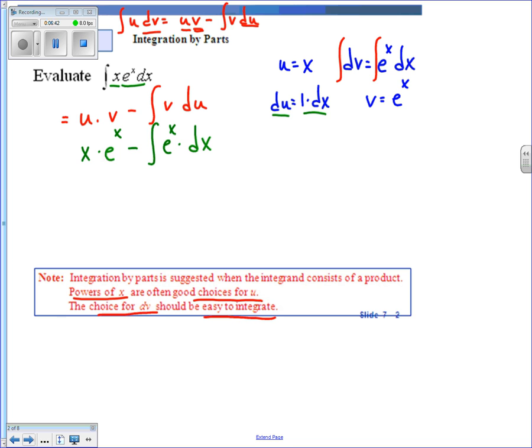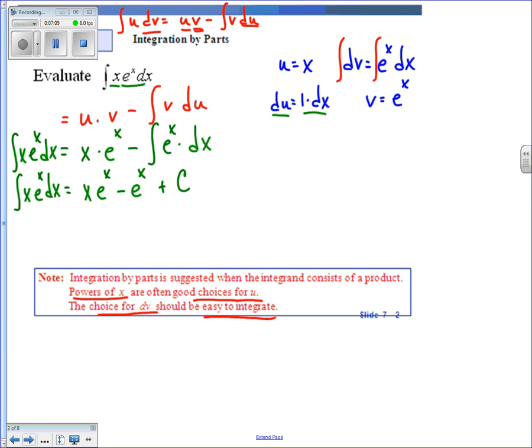Okay, so what we just did was turn this integral, x e to the x, into a problem with a simpler integral. We can get the integral of e to the x really easily. So this will just be x e to the x minus the antiderivative of e to the x, which is just e to the x, and then we always need that plus c. And so we just did our first integration by parts.